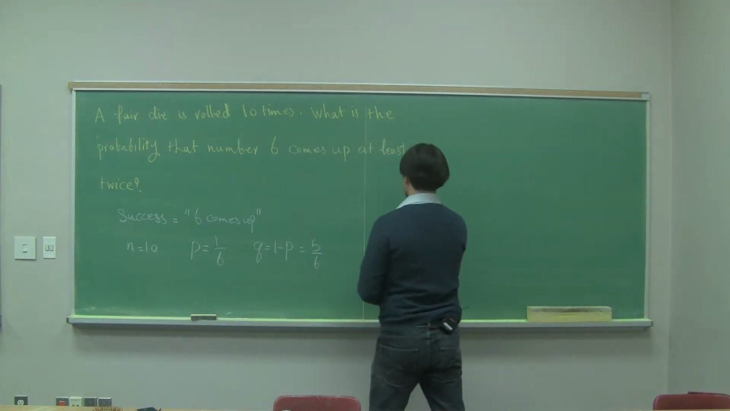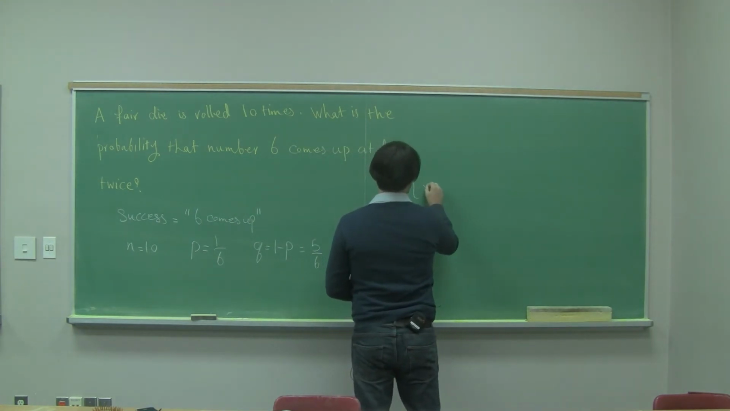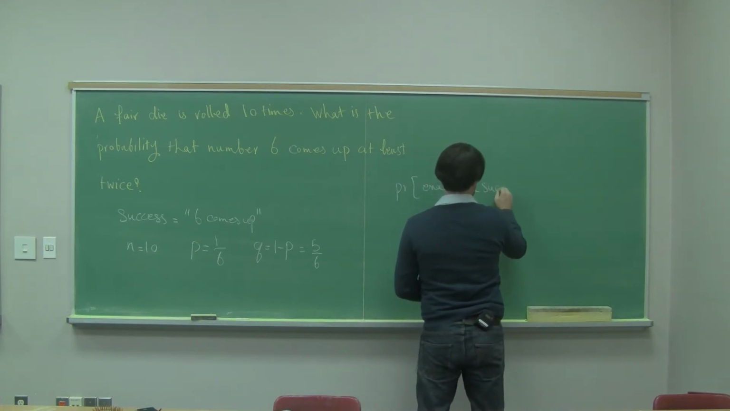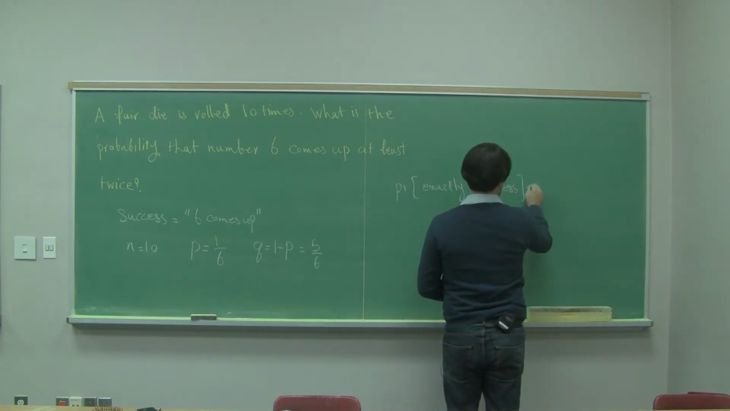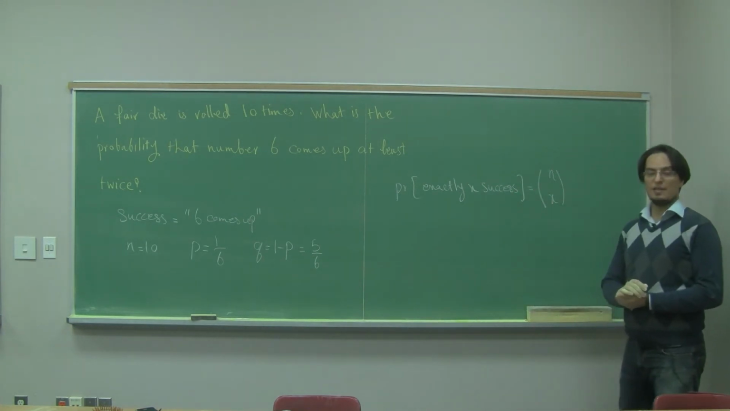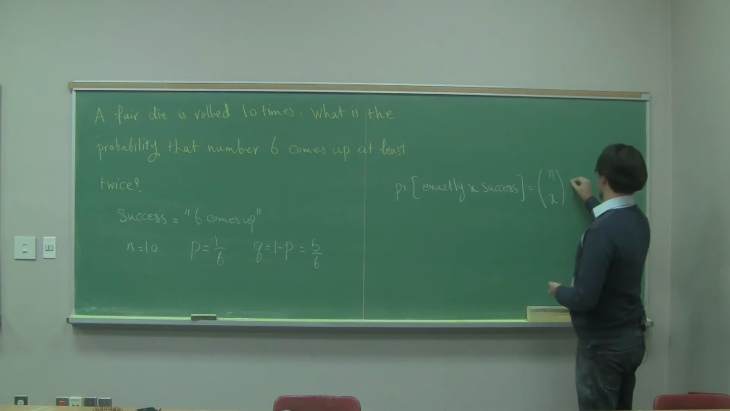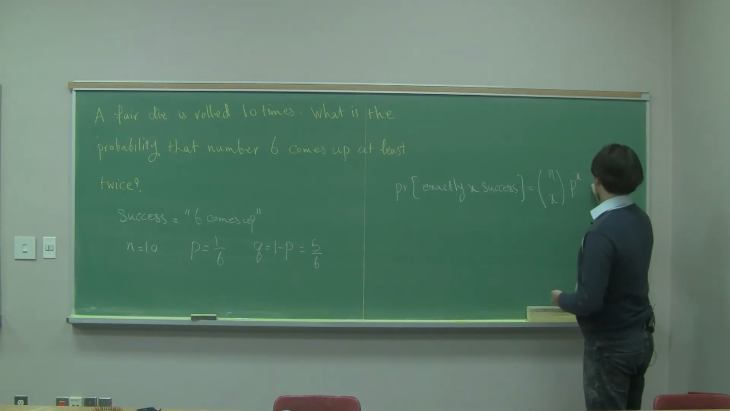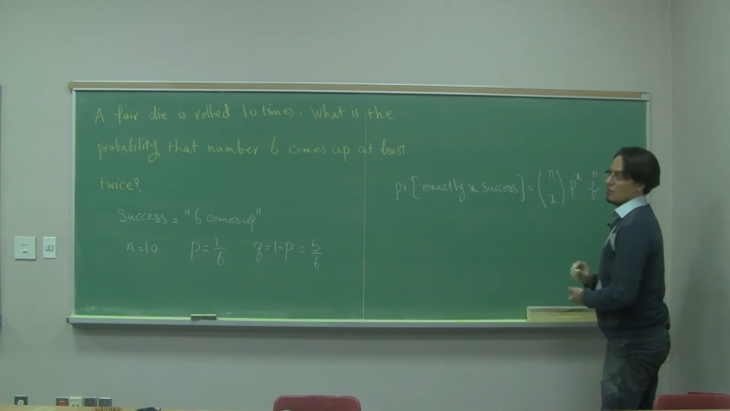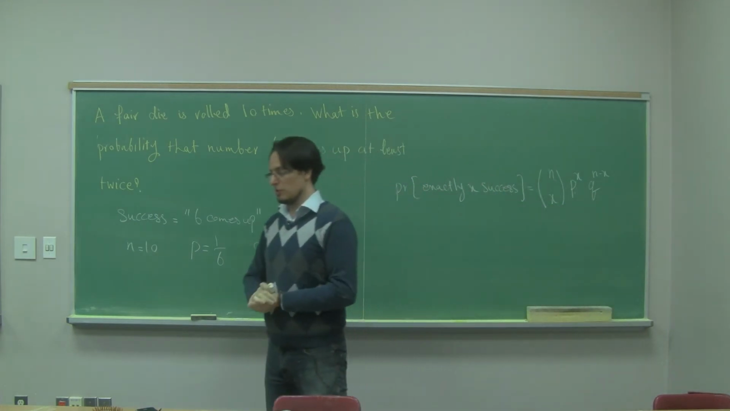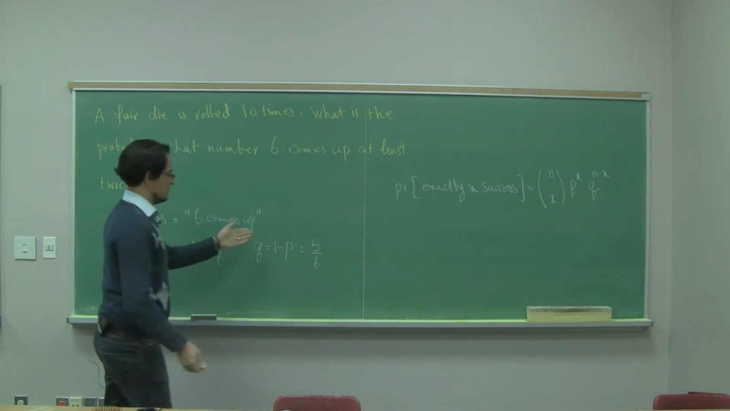Then, what the Bernoulli formula says is that the probability of exactly x successes is given by: you choose x of these n trials, then put p to the power x for the successes, and then the rest of the trials, which is n minus x, are failures. So that's the general theory. In this case, we found n, what is p, what is q.